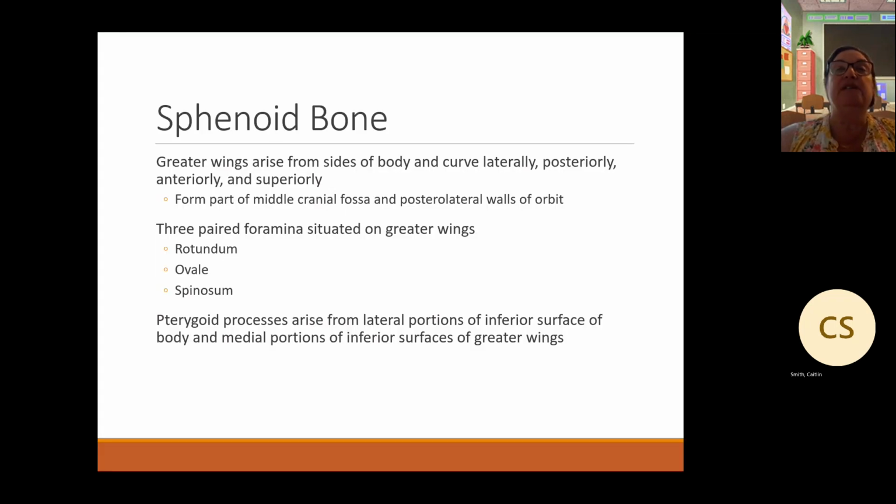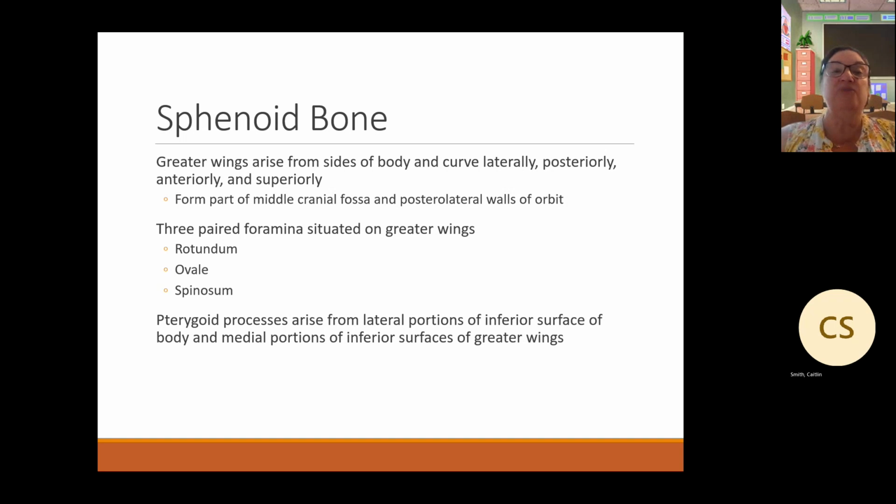Now, those greater wings arise from the sides of the body and curve laterally, posteriorly, anteriorly, and superiorly. So they really kind of curve around. And there are three paired foramina situated within the greater wings. The foramen rotundum, ovale, and spinosum. The carotid arteries come out of one, and you have nerves coming out of the other two.